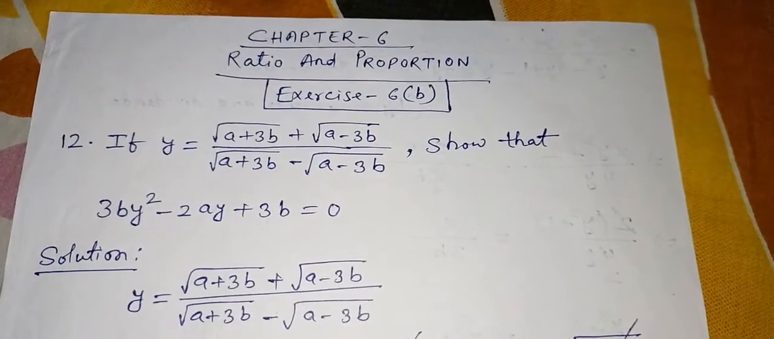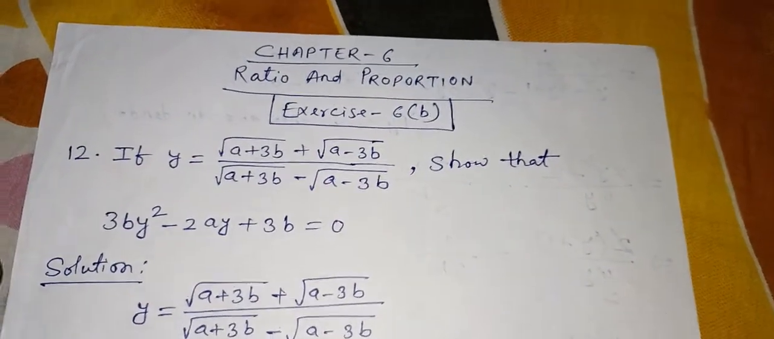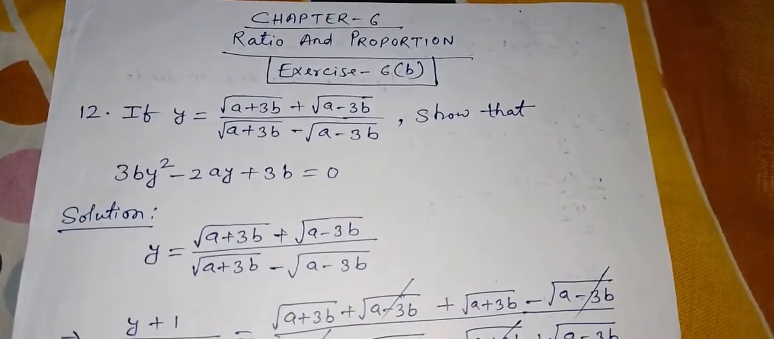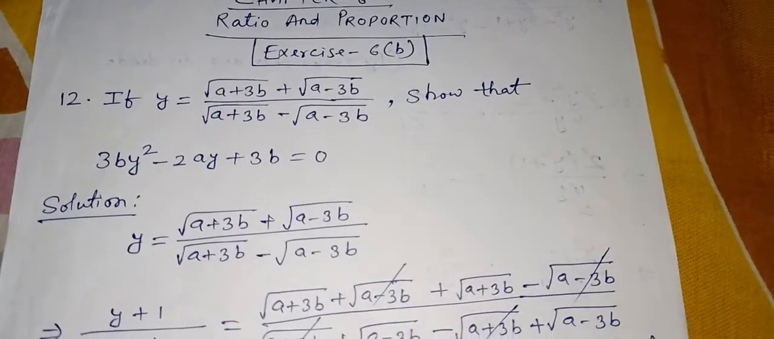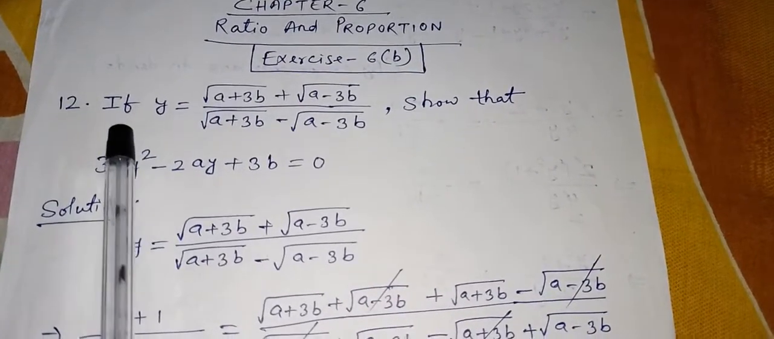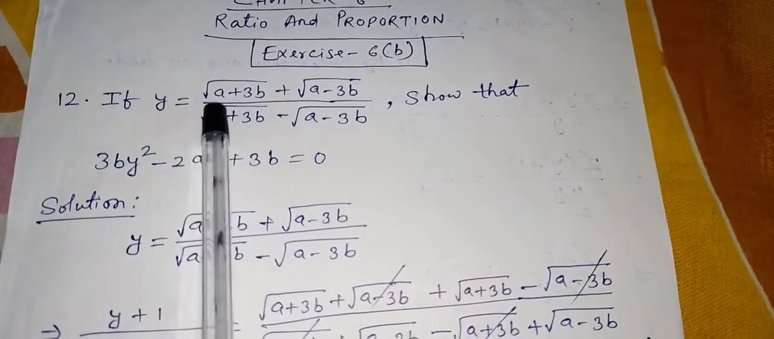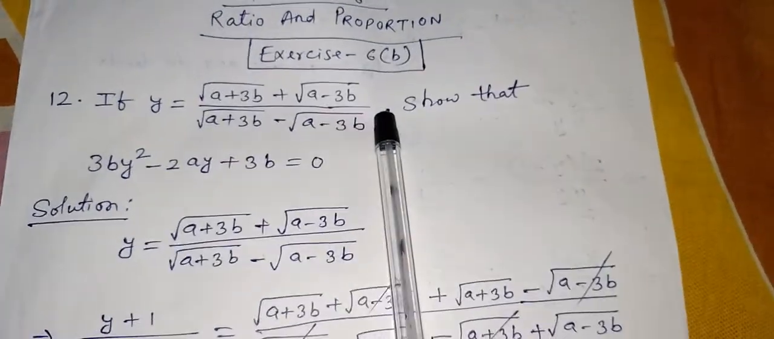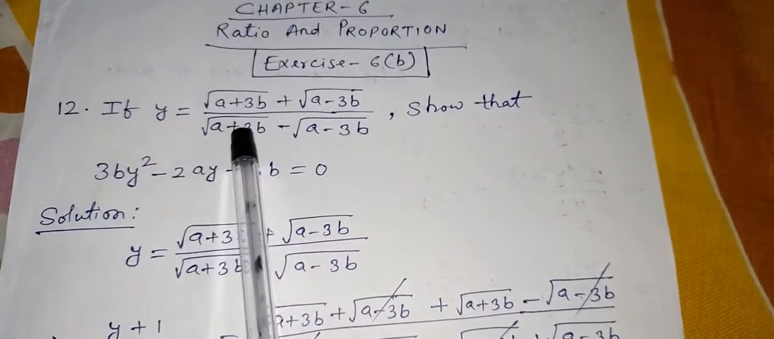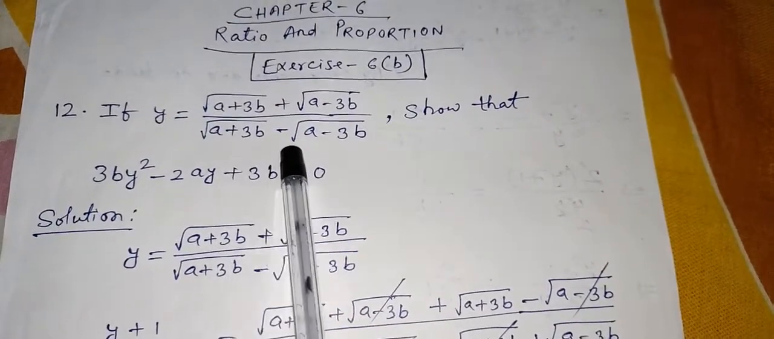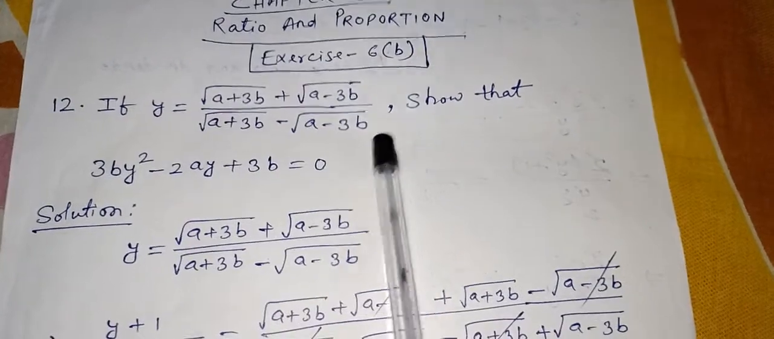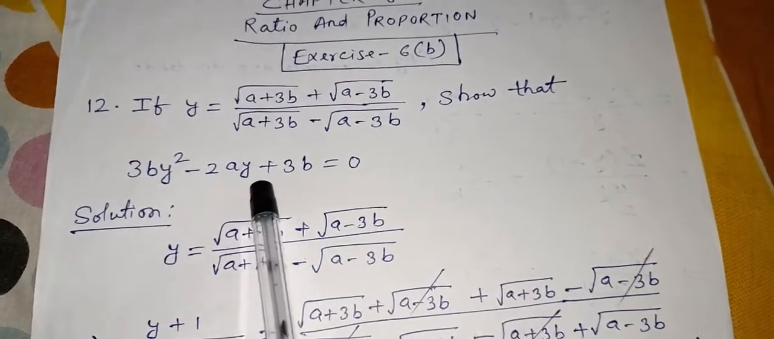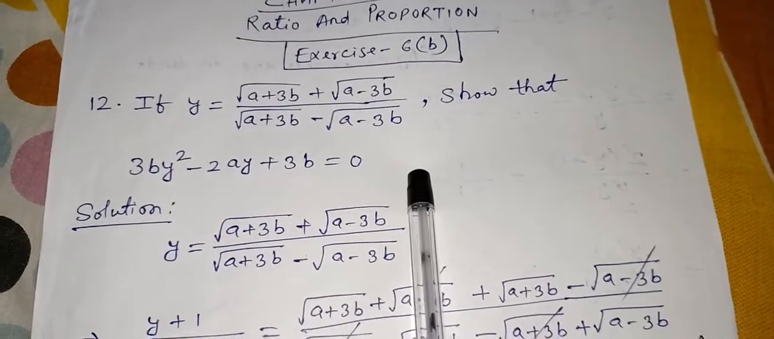Class 10 children, today again we will learn chapter 6 ratio and proportion, and today we will again discuss some more very important questions from this chapter. So here I have a question: if y equal to root over a plus 3b plus root over a minus 3b by root over a plus 3b minus root over a minus 3b, then show that 3by square minus 2ay plus 3b equal to 0.